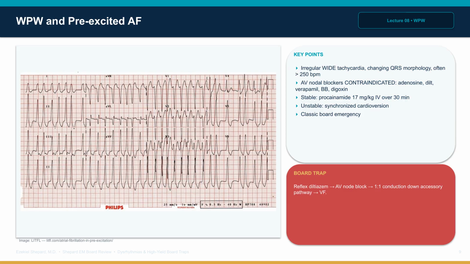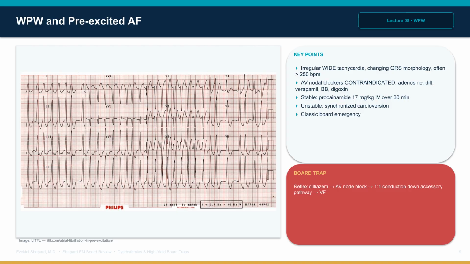WPW with atrial fibrillation is a board emergency. The ECG: irregular wide complex tachycardia, changing QRS morphology, often very fast. AV nodal blockers are contraindicated: adenosine, Calan, beta blockers, digoxin, and Cardizem. They block the AV node and accelerate accessory pathway conduction, which can trigger ventricular fibrillation.